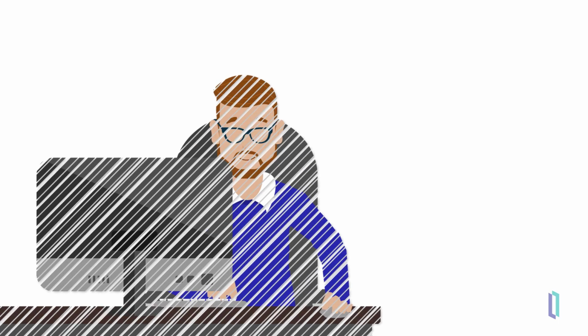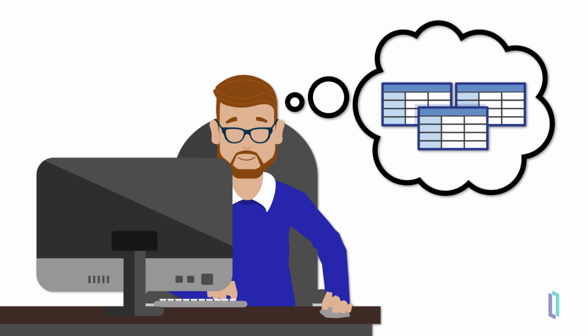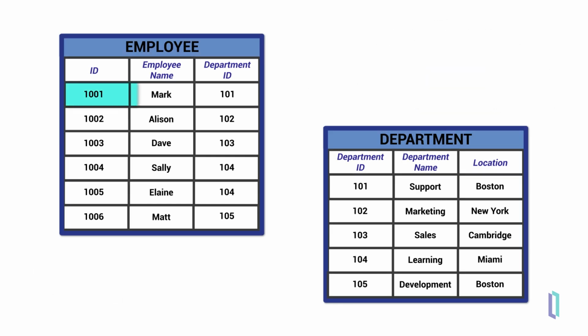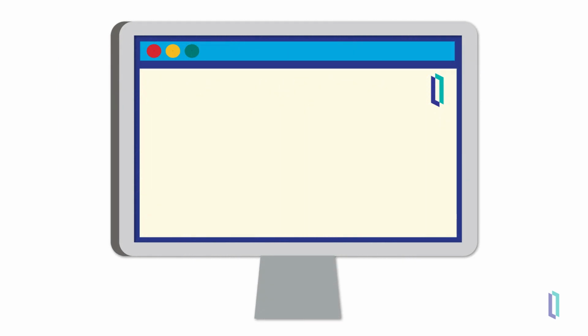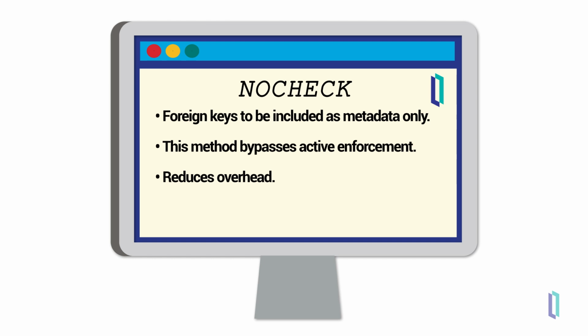It is considered best practice to carefully plan the database schema to verify the foreign key constraints logically support the application's use cases and performance requirements. To ensure data integrity, each insert or update involving a foreign key triggers a validation check against the referenced table. While this process is crucial, it can affect performance due to the additional validation required. In InterSystems IRIS, you can use the noCheck keyword when defining foreign keys, which allows these keys to be included as metadata only. This method bypasses active enforcement, reducing overhead, which is especially useful in environments where data integrity is assured by other means.